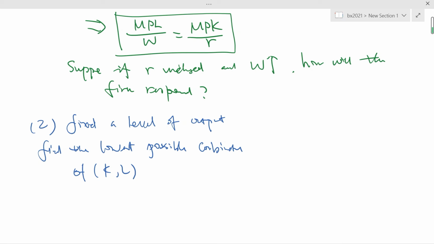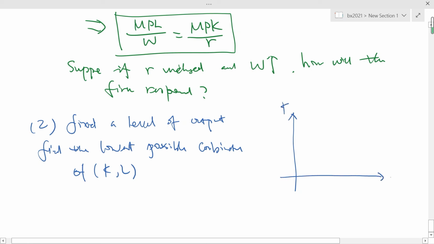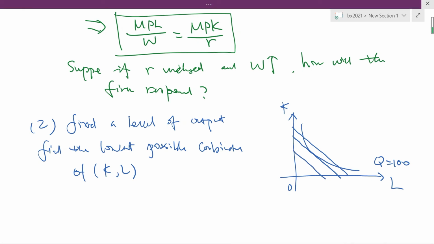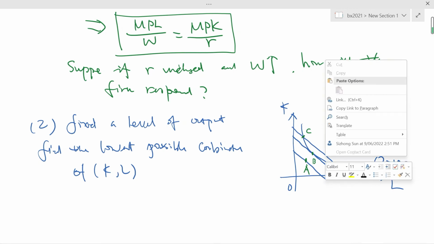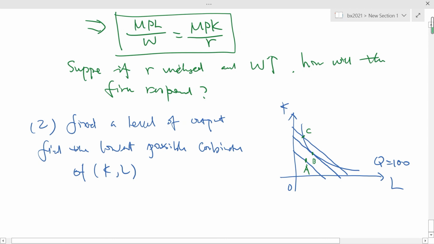Subject to the condition that we want to achieve this level of output. Let me draw it here. So we want, say, to produce 100 units of output. Let's have four bundles here: bundle A, bundle B, bundle C, and bundle D.